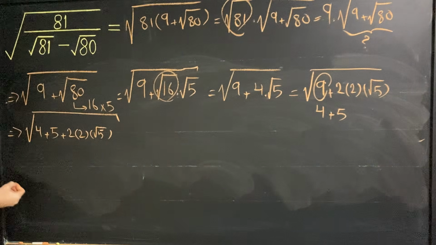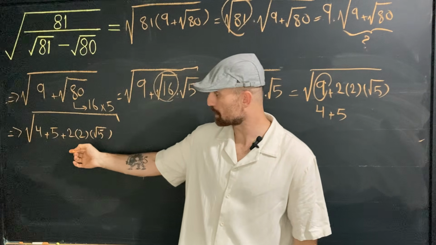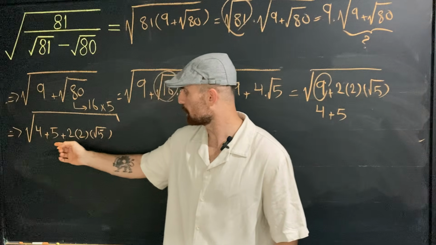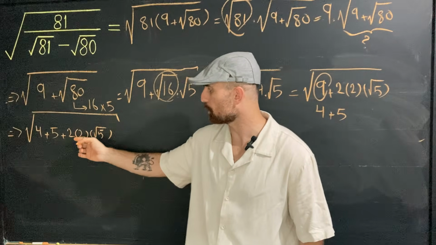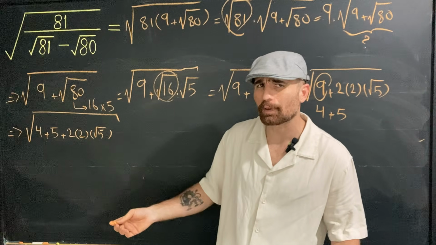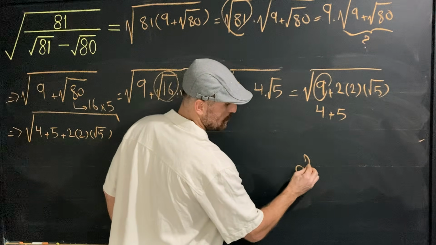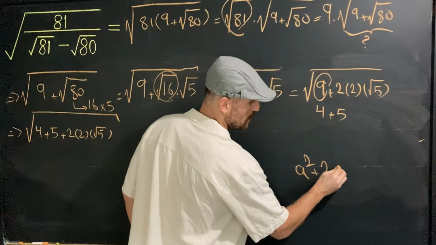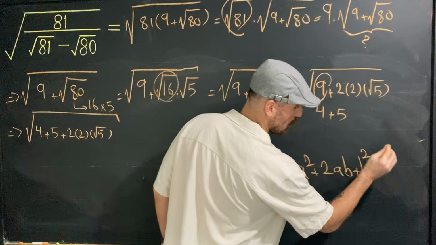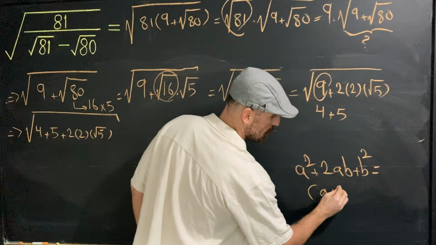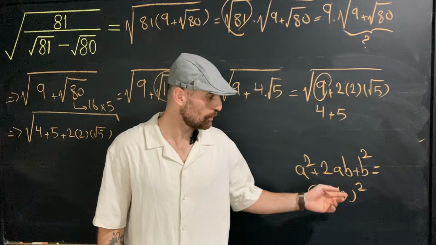What is this? Can you notice the same point? Can we see? This is 4, this is 2, this is 5, this is second root of 5. Twice of the product of the first term and second term. What is this? Look, a squared plus twice of the product of the first term and second term plus second term squared. What is this? a plus b squared.